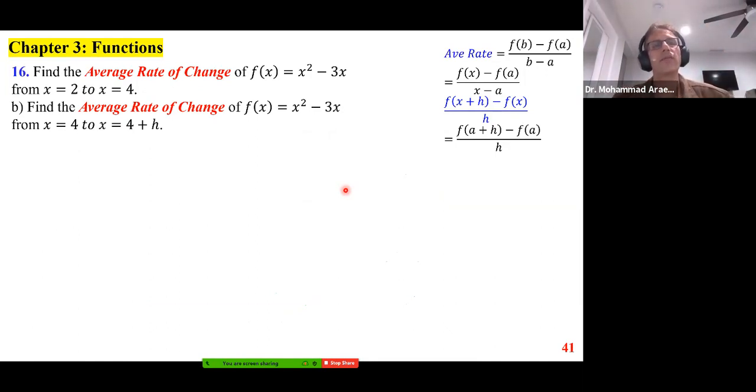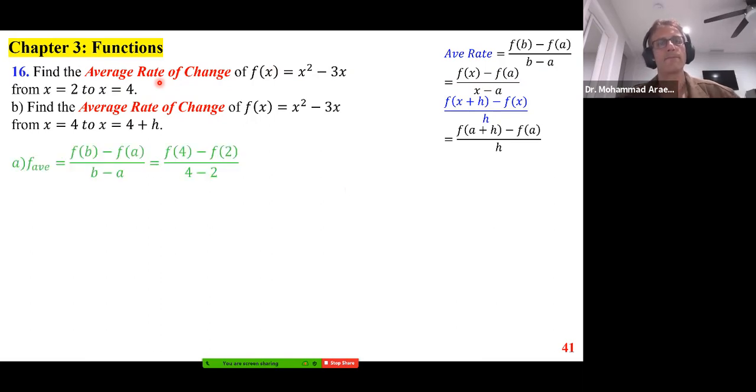We are finding the average rate of change for this function from 2 to 4, which simply put means f of b minus f of a over b minus a. So we want f of 4 minus f of 2 over 4 minus 2. Let's do that first. The average rate of change. Now plug in 4, plug in 2. Elementary.